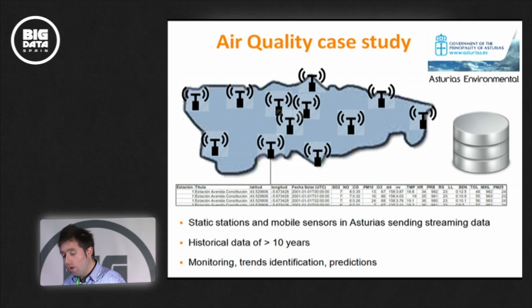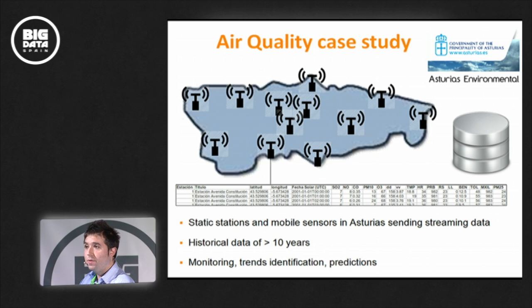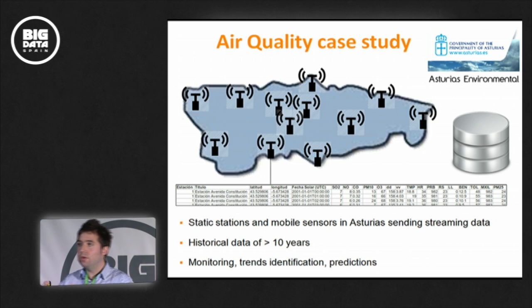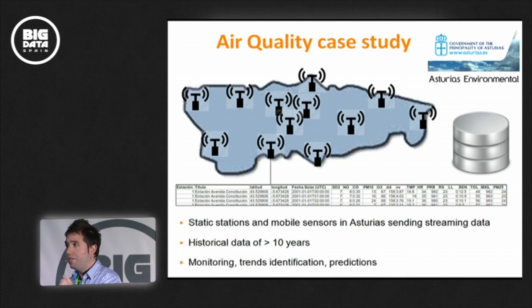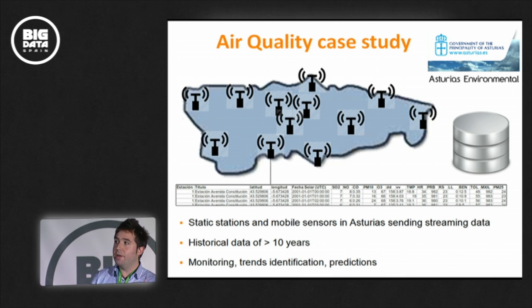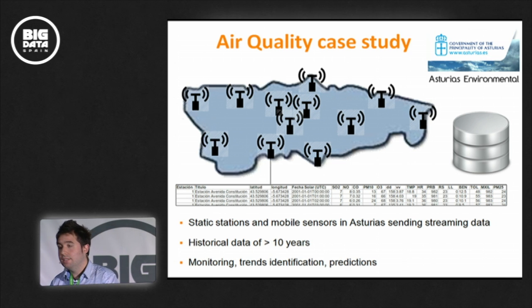Well, also the government of Asturias has stored all the information, all the measures from more than 10 years. In this project, we found the 3 processing paradigms. We need batch processing to analyze the large amount of static data. We need real-time processing to monitor in live the status of the air quality in Asturias, getting information from the sensors. And also we need a hybrid computation model because we need to make predictions, taking into account the historical behavior, but also the current status.